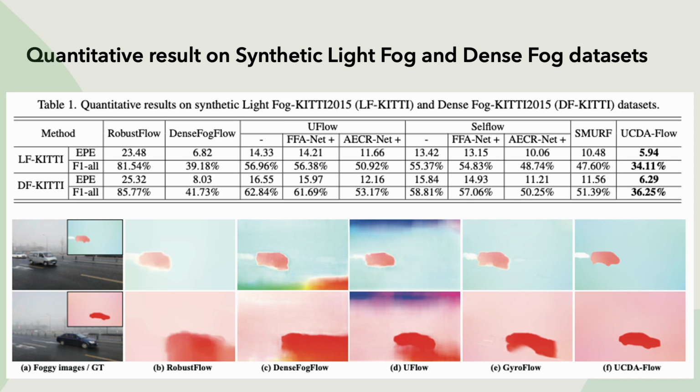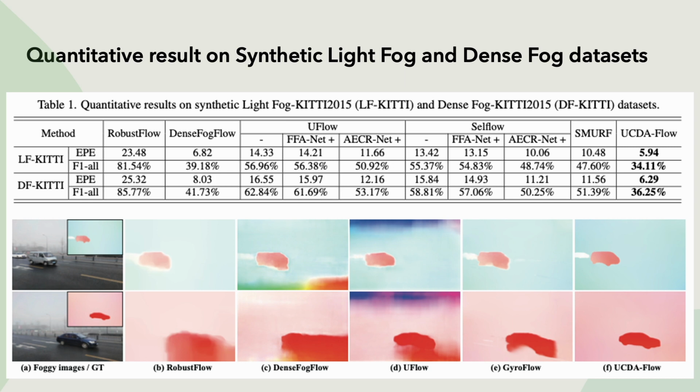As you can see in this table, we have compared several methods with robust flow, U-flow, gyro flow, dense fog flow, and others, across different metrics including endpoint error, F1all, and more. The results are divided into two datasets, LFKITTI and DFKITTI, representing light fog and dense fog scenarios respectively. In the light fog dataset, UCDA flow outperforms other methods with the endpoint error of 5.94 and F1all score of 34.11%. And on dense fog, UCDA flow achieves the lowest endpoint error of 6.29 and lowest F1all score of 36.25.